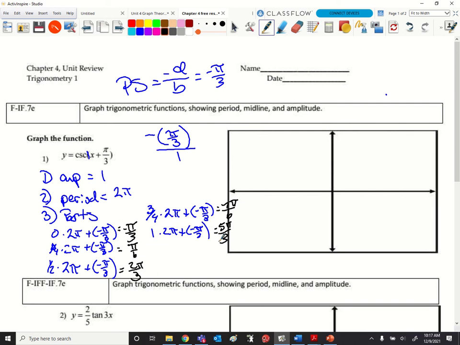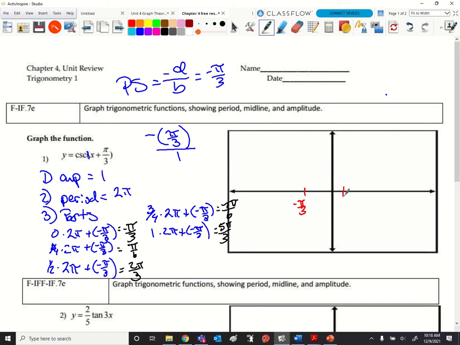Yeah. So 5 pi over 3. Now I'm going to put my points on my graph so we can see where they go. So negative pi over 3. That's the only negative I have. So it'd be right here.